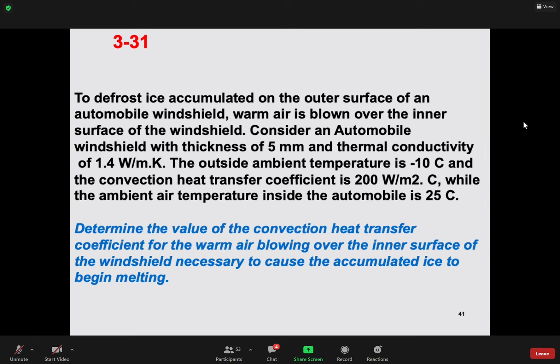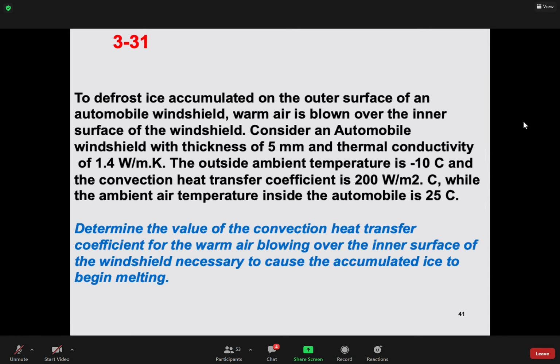Now, we're getting close to the winter, right? To defrost ice accumulated on the outer surface of the windshield, warm air is blown over the inner surface of the glass. That's the practical problem that we have. We assume the window glass is 5 millimeter thick with thermal conductivity of 1.4. The outside temperature is -10, and the convective heat transfer coefficient is 200, while the ambient temperature inside is 25.